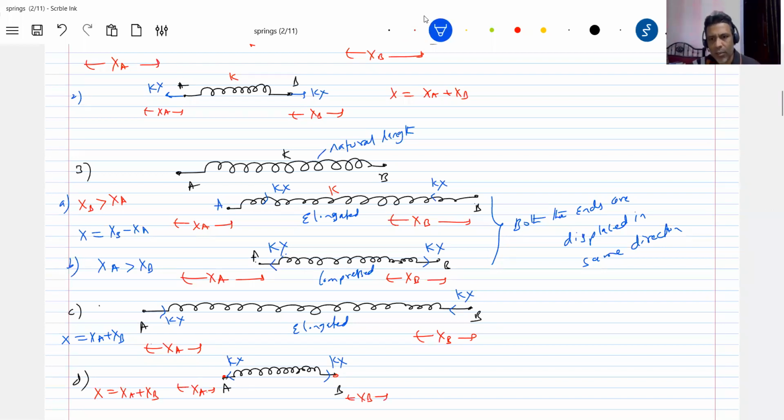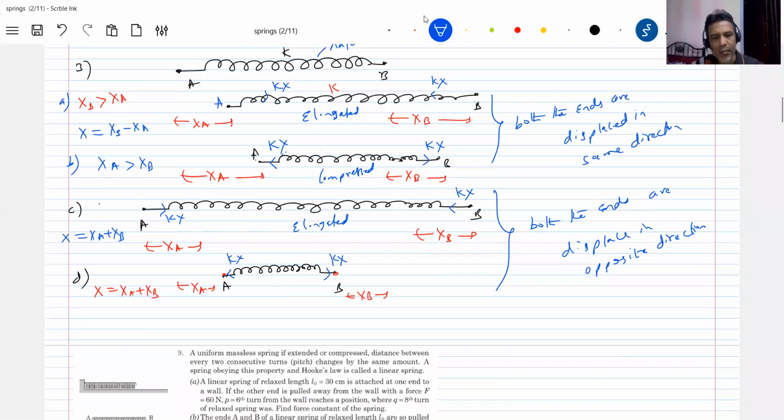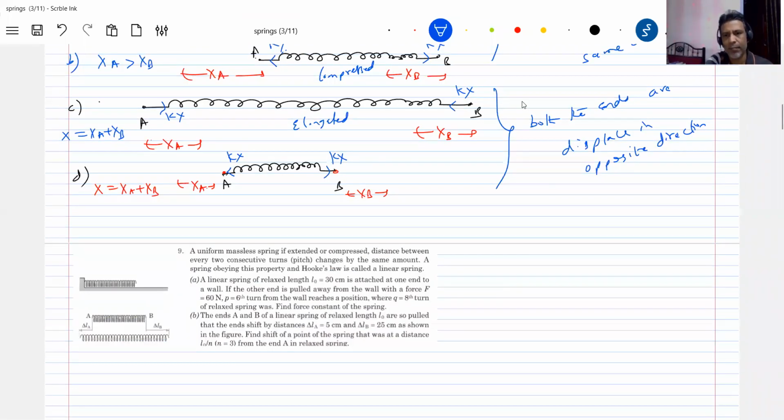Okay, got this. So this is the thing. So now what you can comment? Both the ends are displaced in opposite direction. Then this is the condition you have to follow. Okay, got the idea. So what we have to do is check: are both the ends of the spring getting displaced or only one end? So another situation we do come across is like this. I'll show it here.